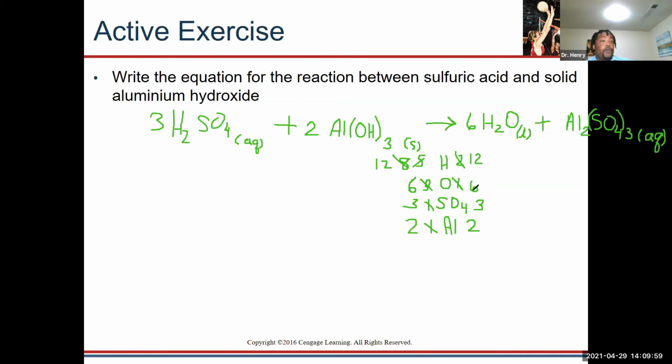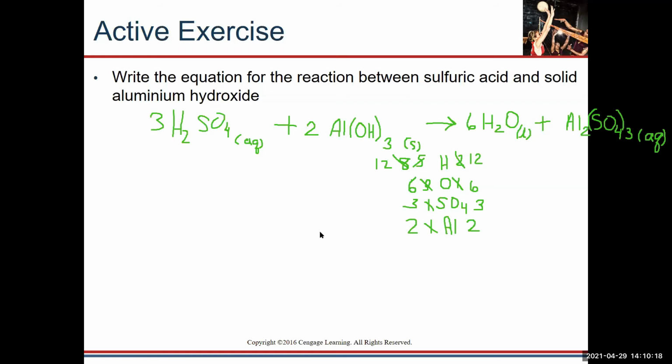If you do it this way, you got to be careful not to double dip on the oxygens, since you have oxygens here and you have oxygens here. So you want to make sure you keep that clear. But it's balanced, right? Yes. Okay.